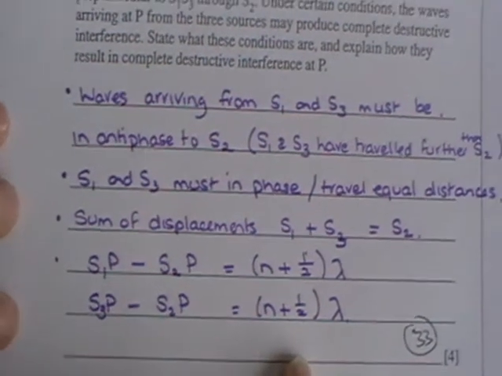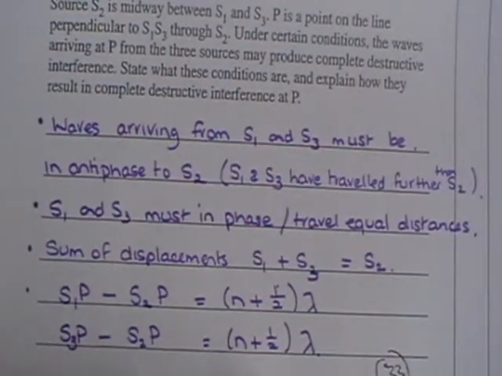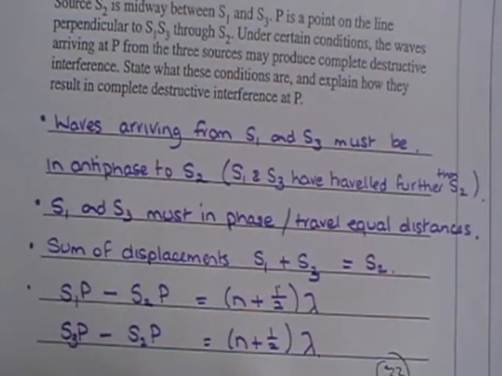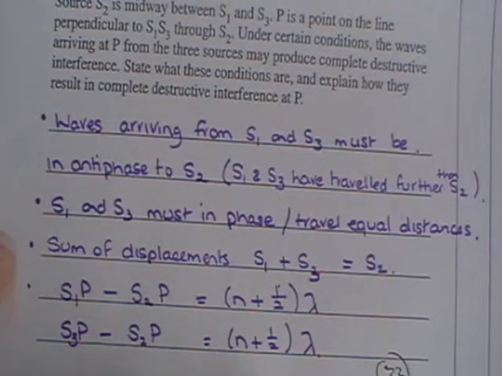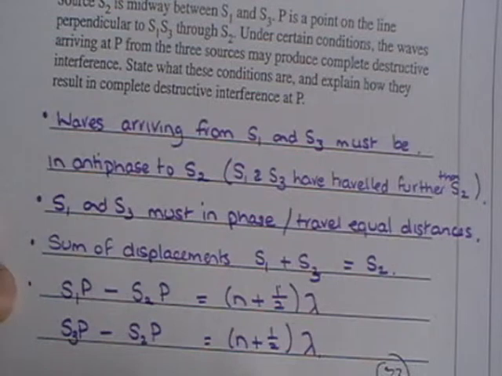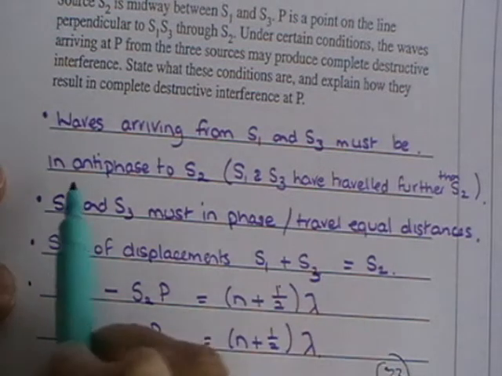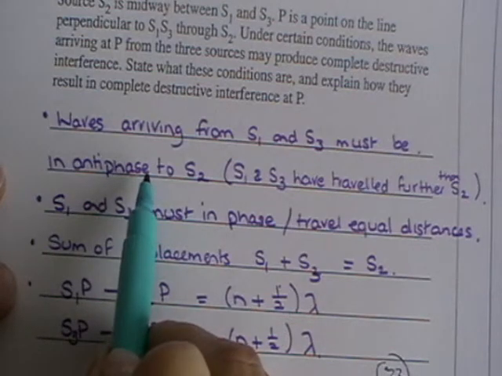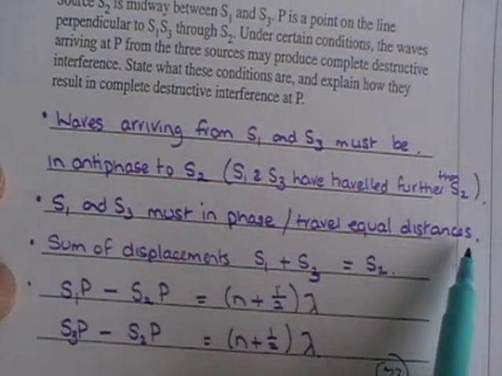So that's quite a lot, and it's quite a nasty question there, and maybe quite difficult to get full marks in that question. So it would be worthwhile learning this off, conditions for destructive interference. Of course, if it was constructive, it would all be opposite. These waves would have to be in phase. They would still have to travel equal distances.